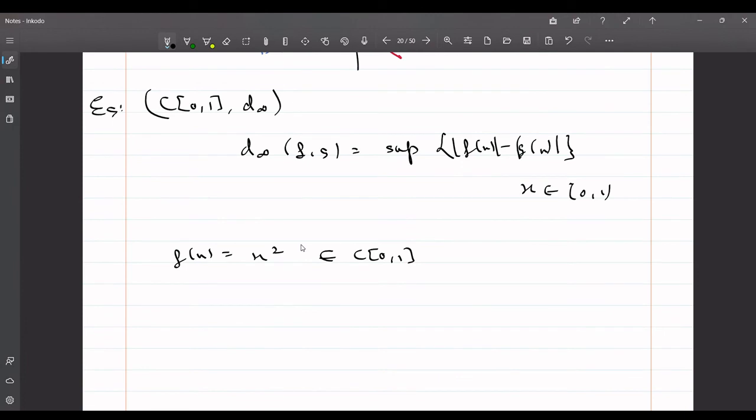Now, how can we come up with the notion of an open ball whose center is at f, let's say. We try to find the open ball whose center is at f and whose radius is, let's say, half. How can we form this?